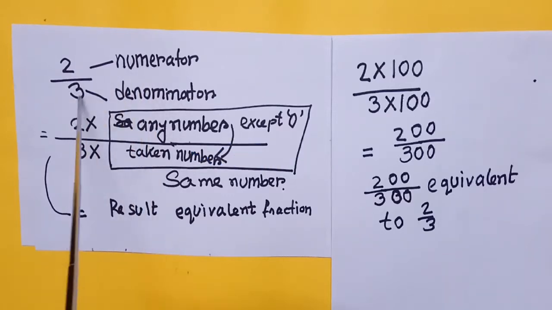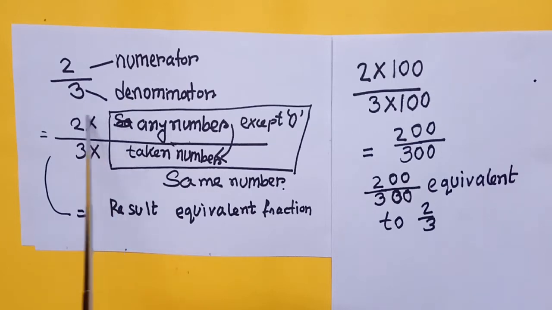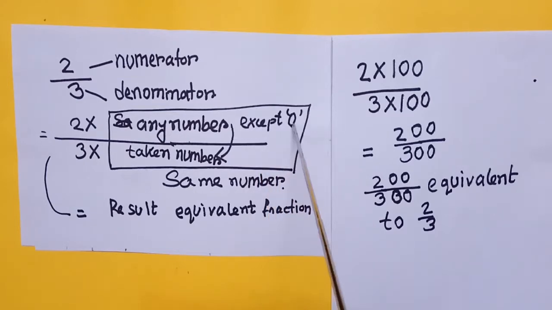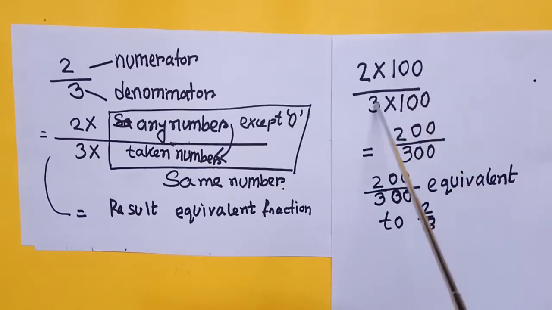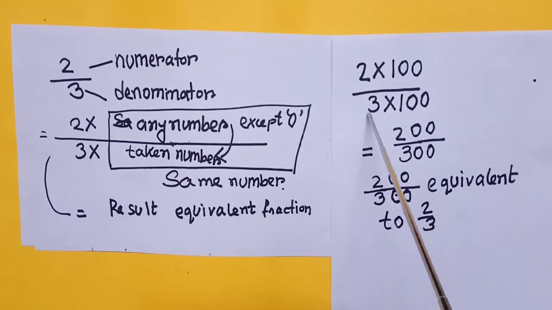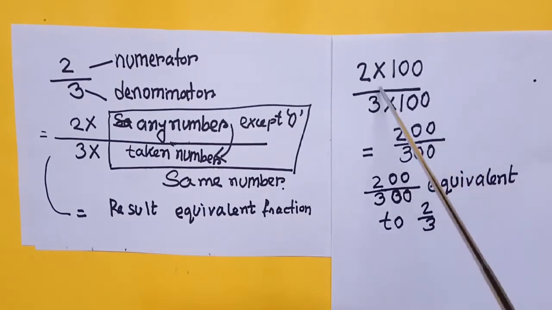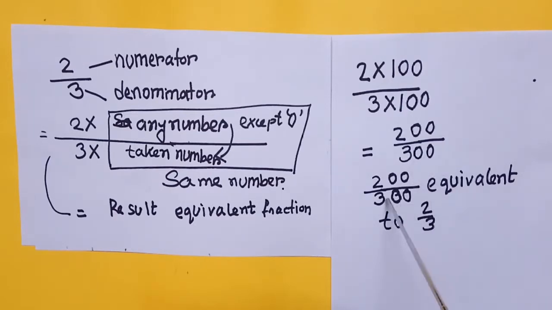Here 2 is the numerator, 3 is the denominator. We have to multiply both numerator and denominator with the same number except 0. Here I have multiplied both numerator and denominator by 100, and the result obtained is the equivalent fraction. Here 2 times 100 is 200 and 3 times 100 is 300. So 200 by 300 is equivalent to 2 by 3.